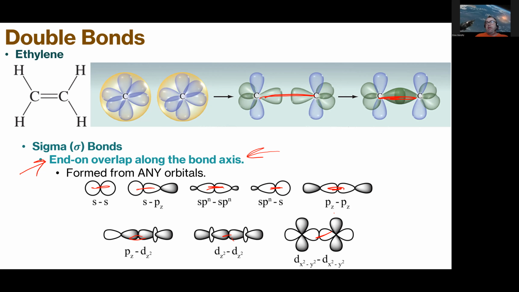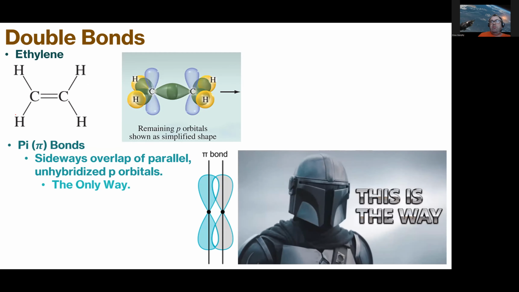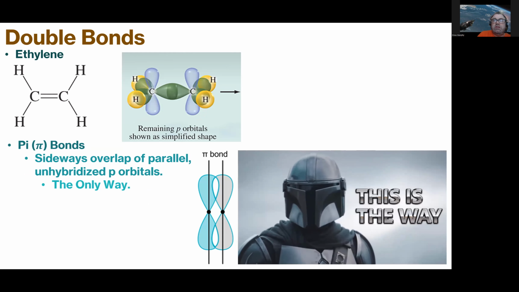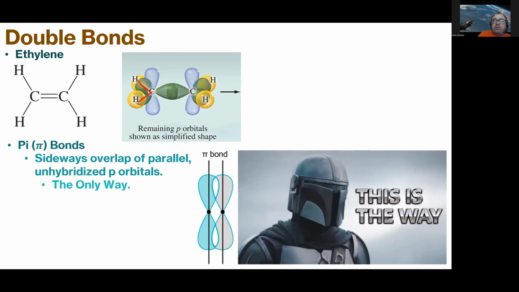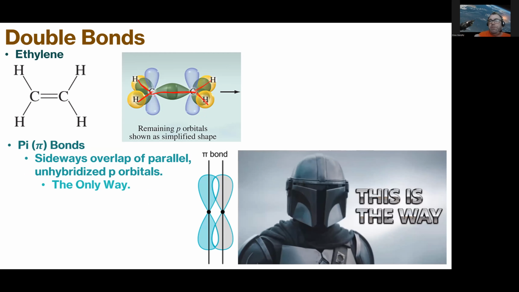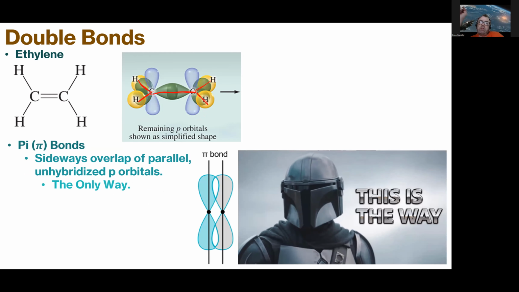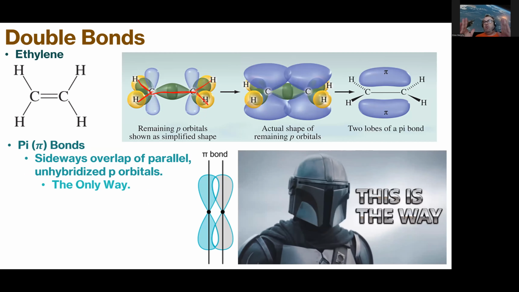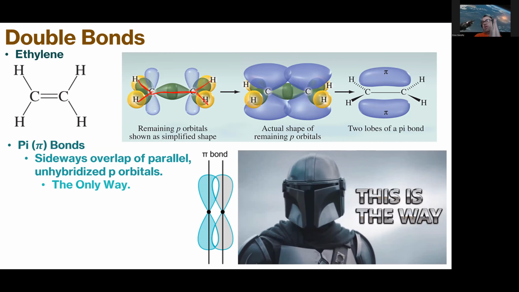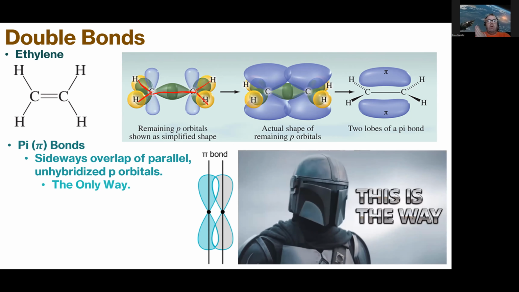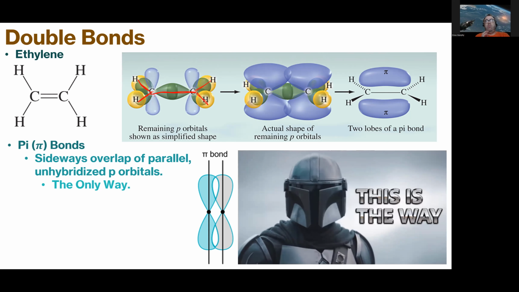Now, the question becomes, we didn't explain one of these bonds in the double bond. One of those lines represents the sigma bond that we have. The other one is the other bond. If we look at what ethylene looks like at this point, we have formed all of our sigmas. Along these carbons and hydrogens, there's sigmas. There's a sigma connecting these two. And there's two unhybridized p orbitals that are next to each other. What happens with those is they overlap sideways. That sideways overlap of two parallel unhybridized p orbitals is the only way you're going to get pi bonds.